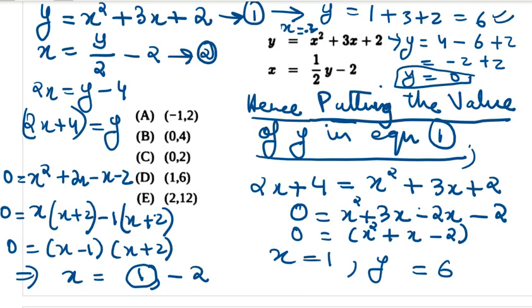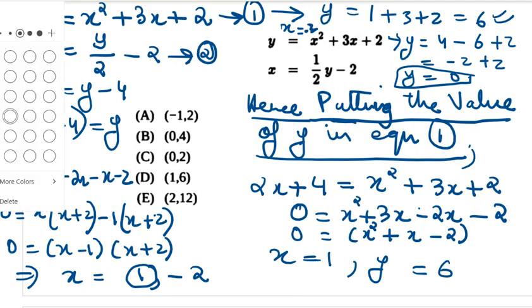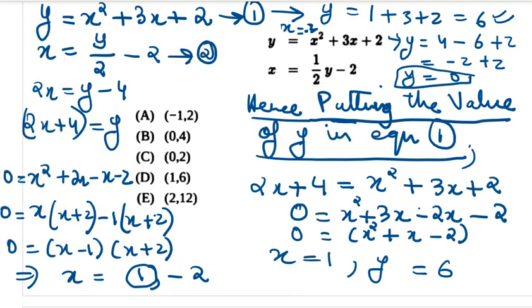Okay, so let's just mark this with a red color actually. Yeah, so when I'm putting x equal to 1, then I'm getting y equals 6. So if I'm getting that answer, then my answer is in option number D.